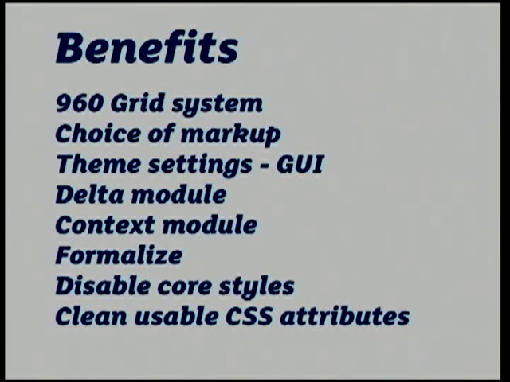It's up there for you to see. Very quickly, you get the 960 grid system, you get your choice of markup, theme settings, the Delta and the context module work really, really well with the Omega theme. Also, it comes with the formalized JavaScript library to unify your forms. You can disable core styles and then use really, really nice CSS attributes. So those are the benefits, just a broad overview.